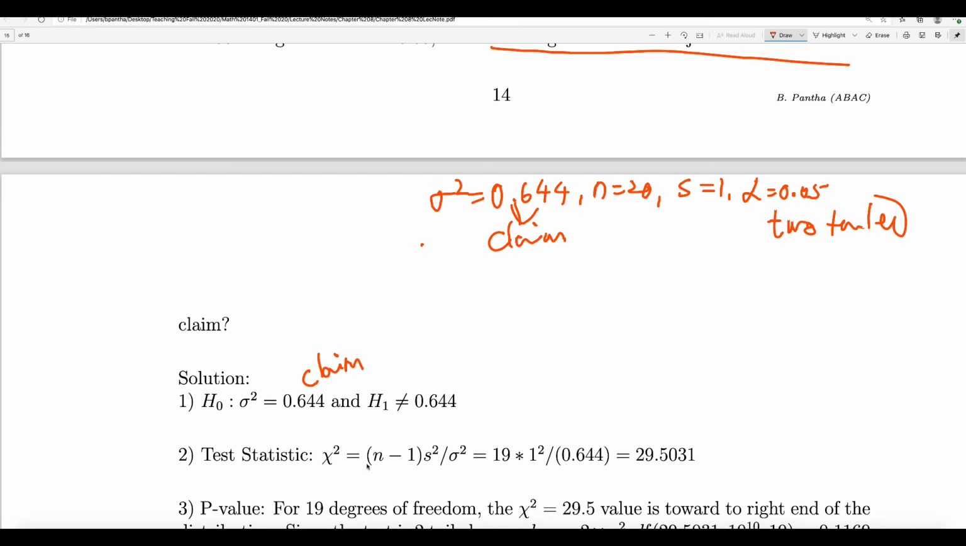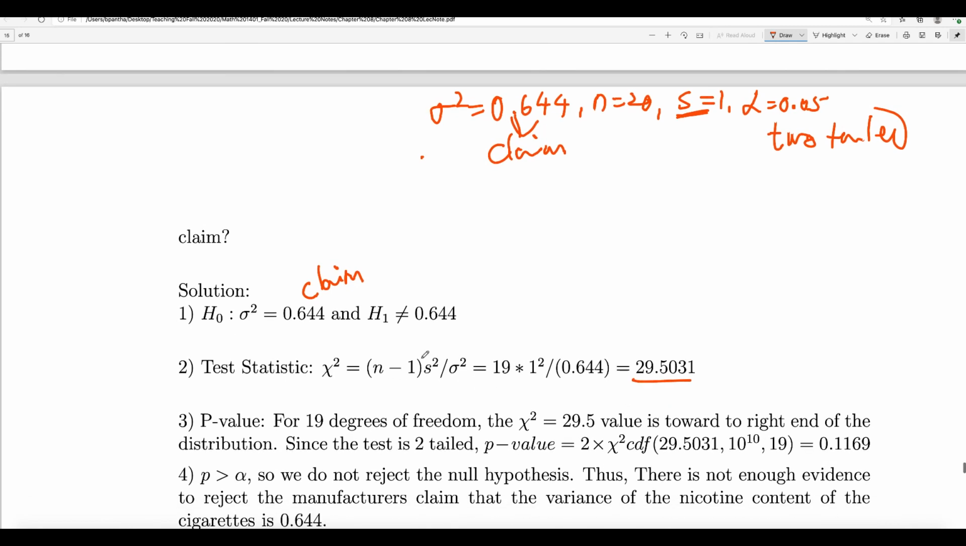And the test statistic is n-1 times S square over sigma square. See what we are doing here. Sigma square is 0.644. That is given. We don't have to square it. But 1 should be squared because just S is given. That's why we need to do S square. If you do that with the calculator, we get 29.5031. N is 20, so n-1 is 19.